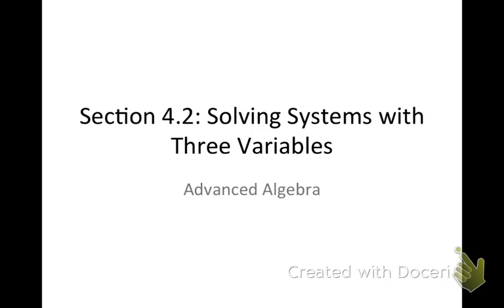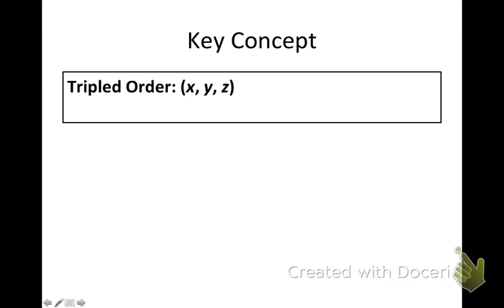So instead of having x and y as your answer to your system, now you're going to have what's called a triple order. Instead of an ordered pair, you're going to have a triple order. And it's going to be x, comma y, comma z, which just puts us into the 3-dimensional world.